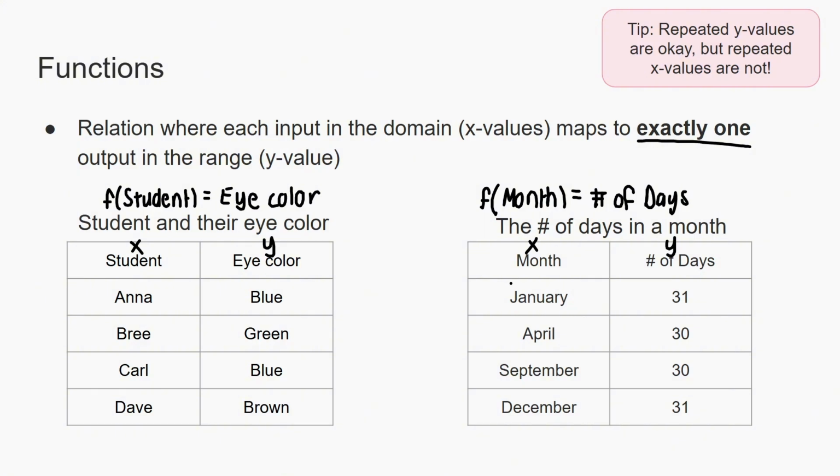And we know that this is a function because every time you put in a month, you'll get one exact answer for number of days, right? Like January will always have 31 days, April will always have 30 days, and that will not change. Now, as we stated before, repeated y values are okay, but repeated x values are not. And as you can see here, 31 is repeated and 30 is also repeated. But the idea is that April is always going to have 30 days, so it's still a function, even though another value also makes it have 30 days.